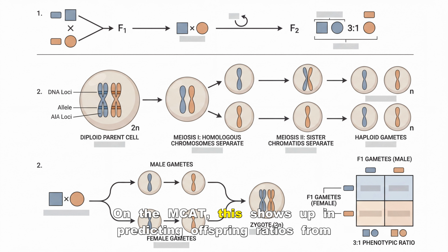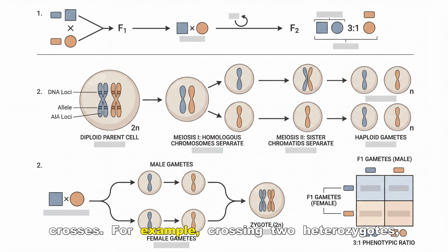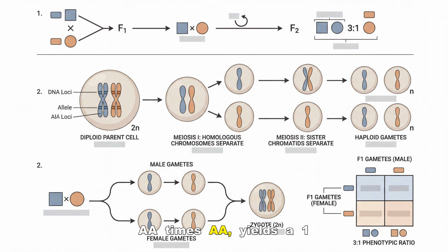On the MCAT, this shows up in predicting offspring ratios from crosses. For example, crossing 2 heterozygotes, Aa times Aa, yields a 1:2:1 genotypic ratio, AA, Aa, aa, and a 3:1 phenotypic ratio, if A is dominant.